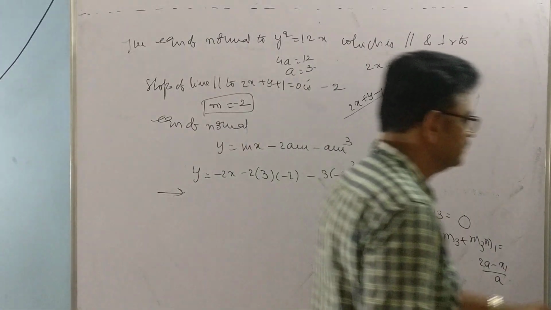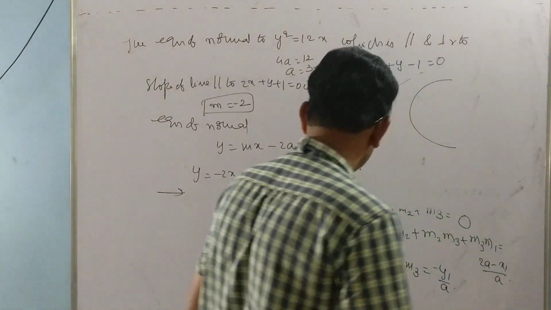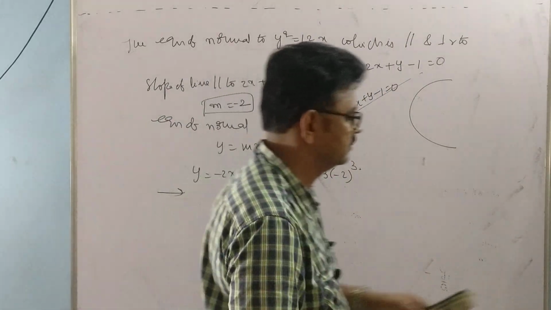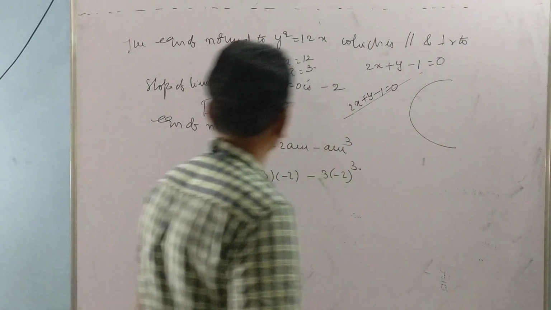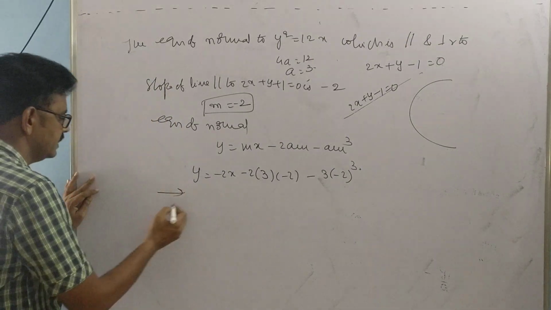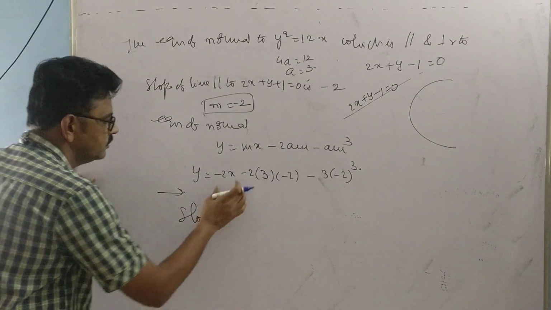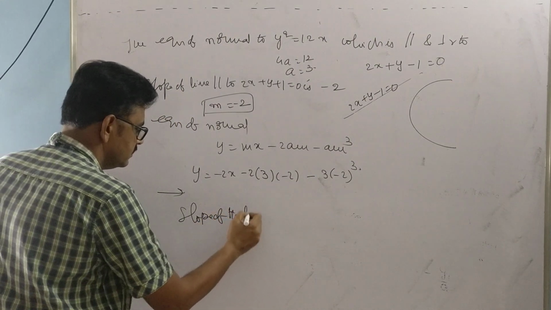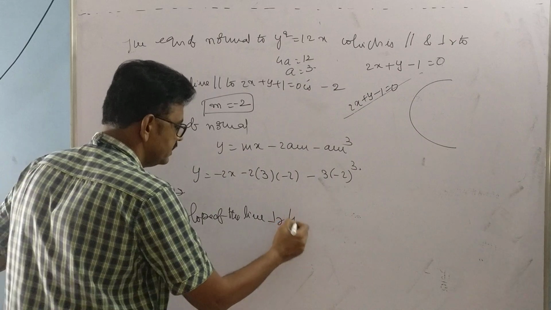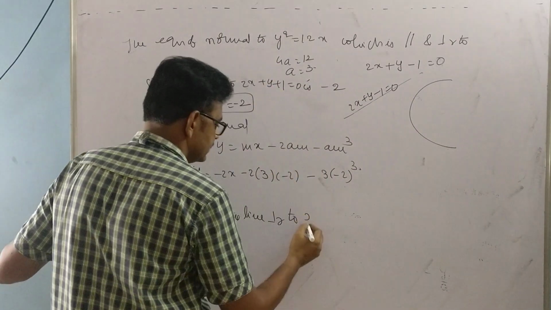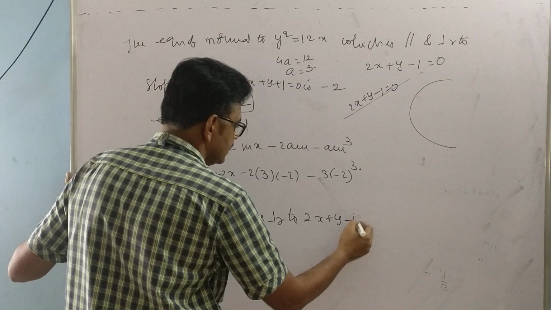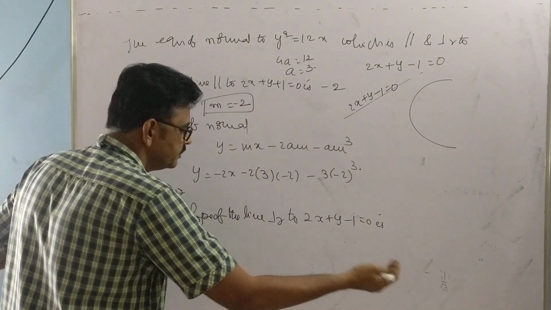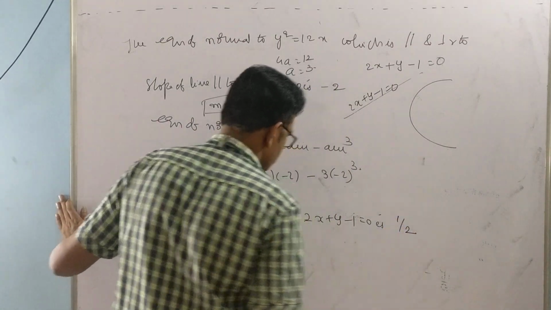And what about the next one? Perpendicular to the given line. So we have to write the slope of the line perpendicular to 2x plus y minus 1 equal to 0. What is the slope of this line? Minus 2. Perpendicular line slope is 1 by 2. So m is 1 by 2.